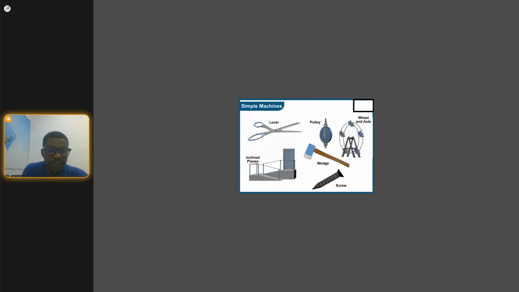We have types of simple machine. The first one is called the lever. The lever is a type of what? Machine. Now, we are going to discuss the lever on its own because we have to consider the classes of levers.